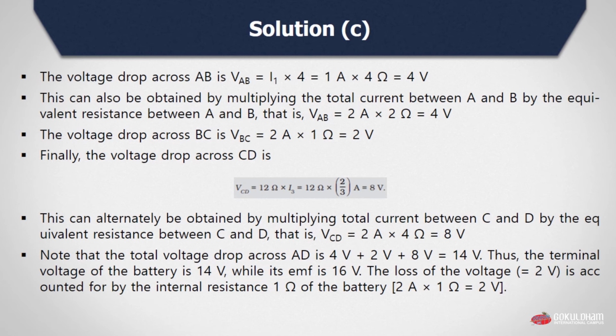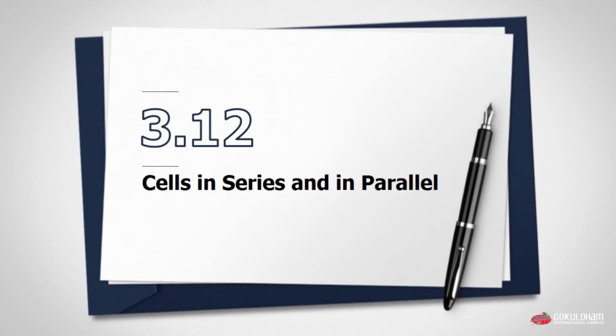The loss of voltage here, 2V, is accounted for by the internal resistance of 1 ohm of the battery. 2A into 1 ohm is equal to 2V. So this is our solution for part C. So this was our topic, cells, EMF and internal resistance. Now we will move to our next topic, topic 3.12, which is cells in series and in parallel.